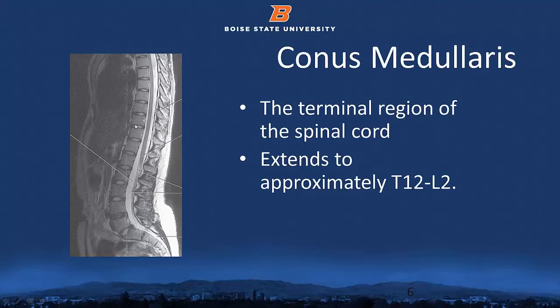The conus medullaris, again, is about the regions of T12 down to about L1. Everybody's a little bit different, but that's kind of the general region. It also helps with the recognition of where that general location is.